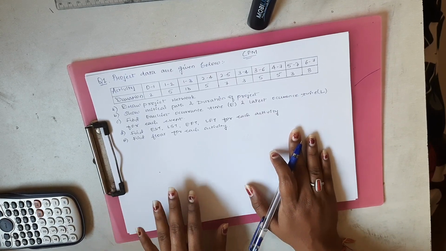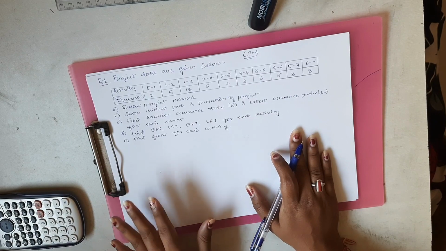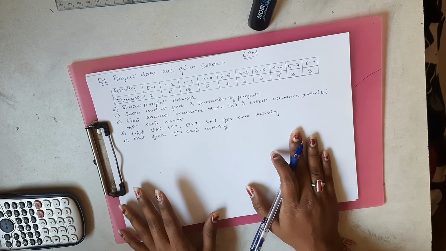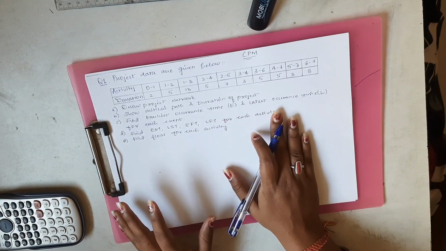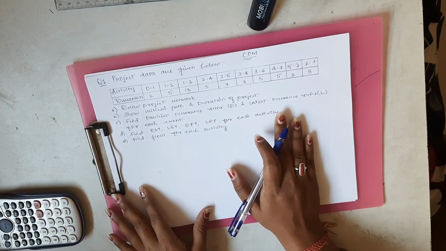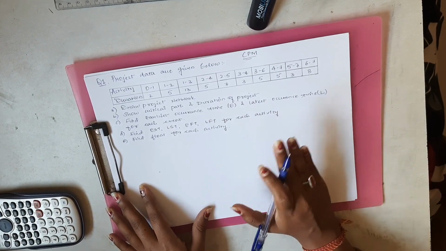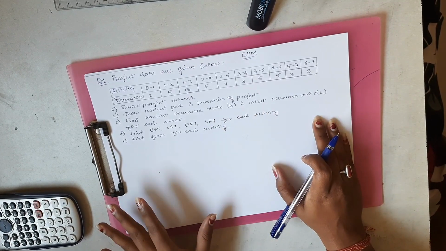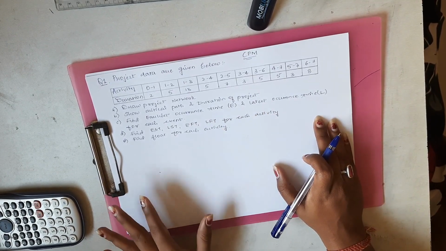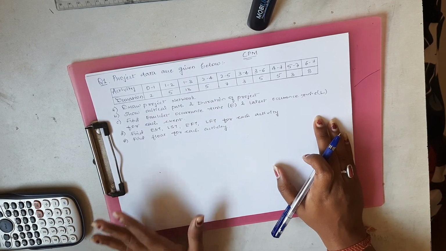So this sum will include a few steps which we need to consider. First step will include drawing the project network diagram. Then we will calculate E and L, that is, earliest occurrence time and latest occurrence time. Then we will find out the critical path and duration of the project. Finally we will make a table wherein we will calculate EST, LST, EFT and LFT along with float for each activity. So let us begin.